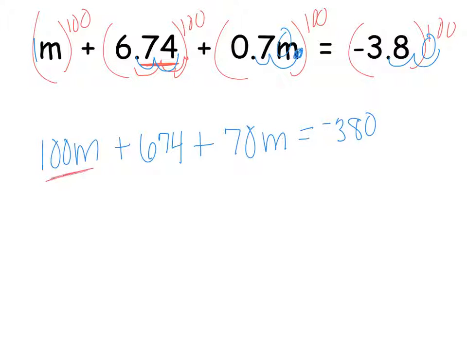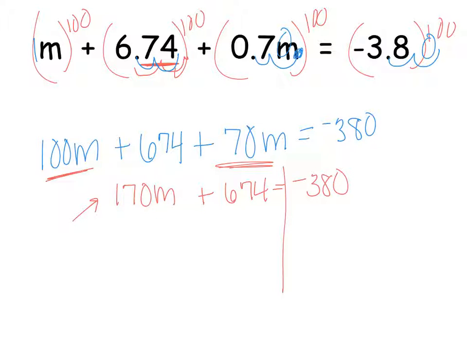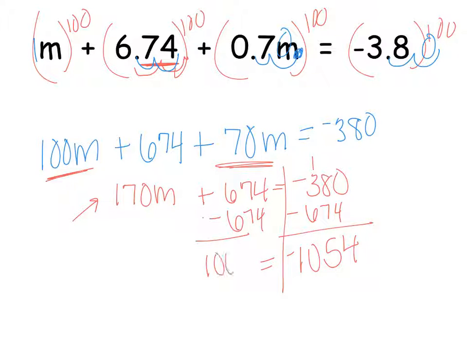Okay, let's combine our like terms. 100m plus 70m is 170m plus 674 equals negative 380. Okay, look, all of our variables are together on the left, so let's move our constants to the right. Okay, I have a negative 380 and a negative 674, so since they're both negative, we add, and we get negative 1,054. So we have 170m equals negative 1,054.